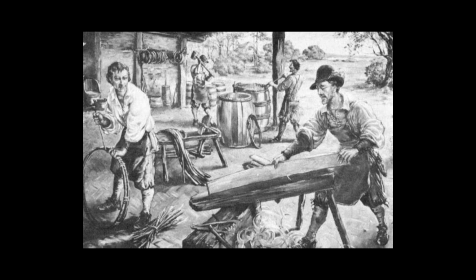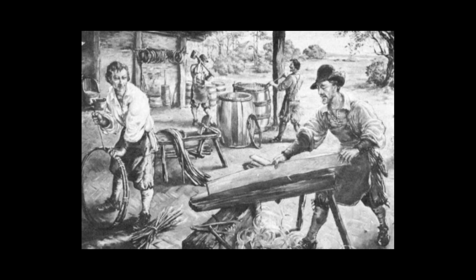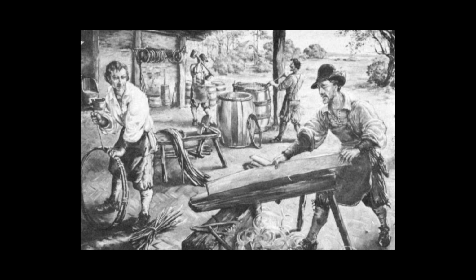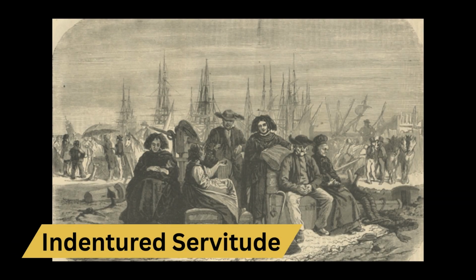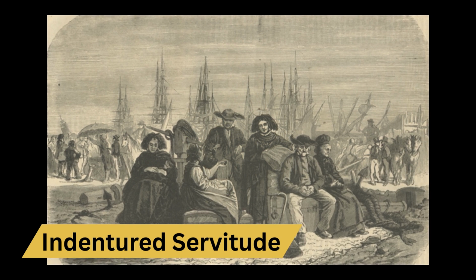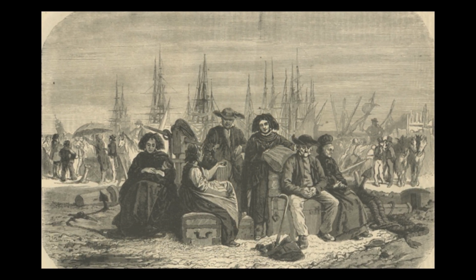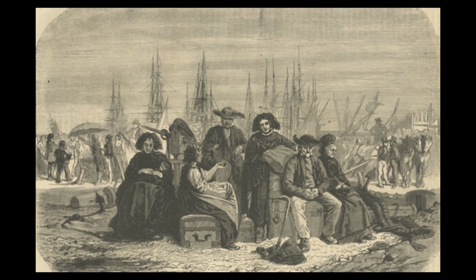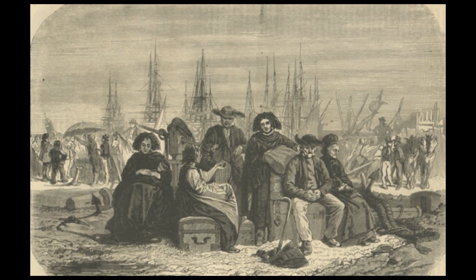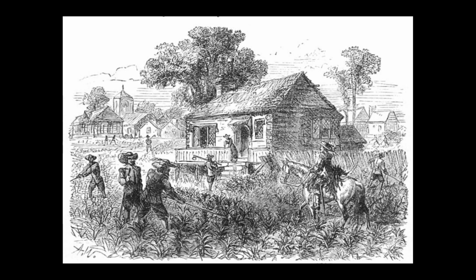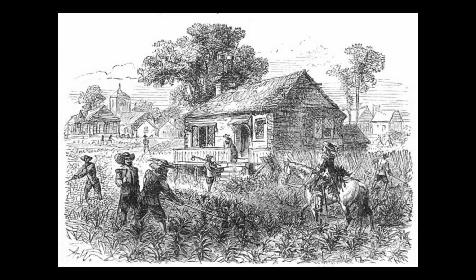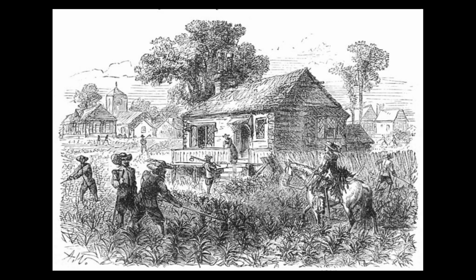In the early 1600s, colonies like Maryland and Virginia faced labor shortages. To address this, plantation owners turned to indentured servants, individuals who had agreed to work for a period of 4 to 7 years in exchange for passage to America, along with room and board. After serving their time, they were promised freedom. Unfortunately, due to the harsh conditions, many never lived to see that freedom.